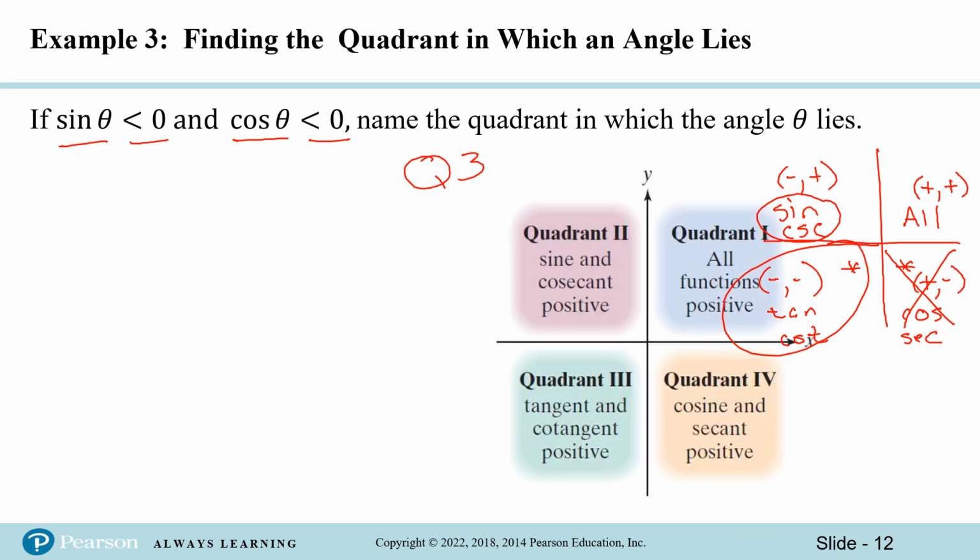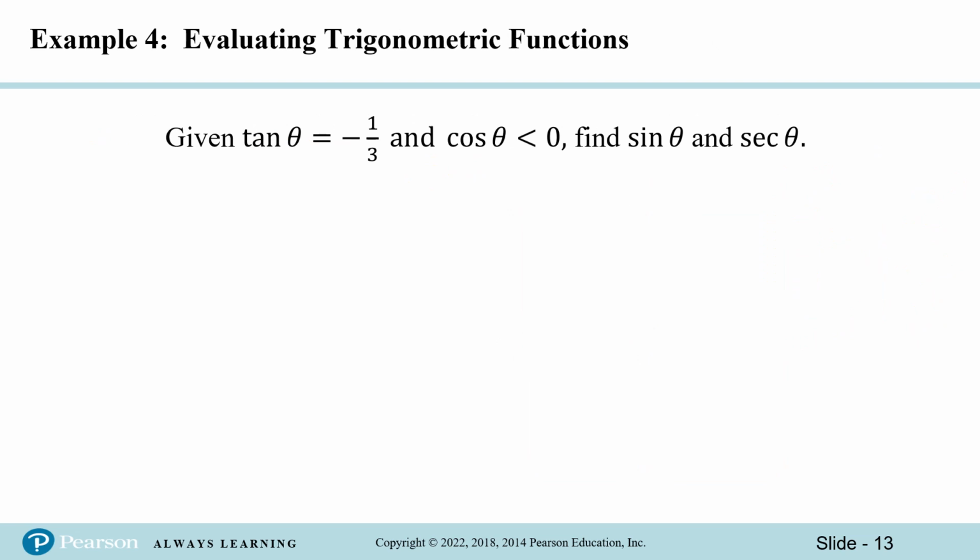All right, it has to be in quadrant 3. Okay, so they give us the tangent, which is negative 1/3. So the tangent is negative, and the cosine is also negative. Okay, so we have to figure out which quadrant. Everybody's positive here, so it can't be that one.